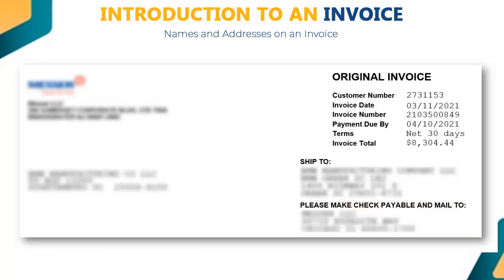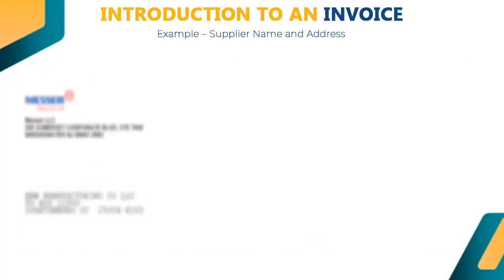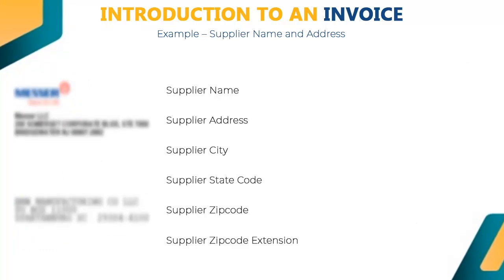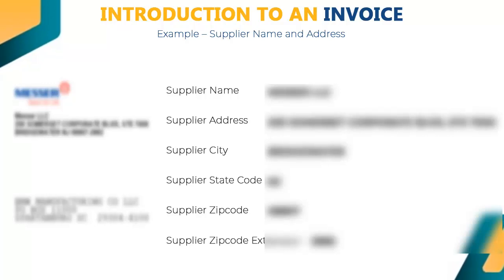Let us see what to key for supplier name and address. Key the details for supplier name and address as follows: supplier name, Messer LLC, supplier address, 200 Somerset Corporate BLVD, STE 7000, supplier city, Bridgewater, supplier state code, NJ, supplier zip code, 08807, supplier zip code extension, 2862.